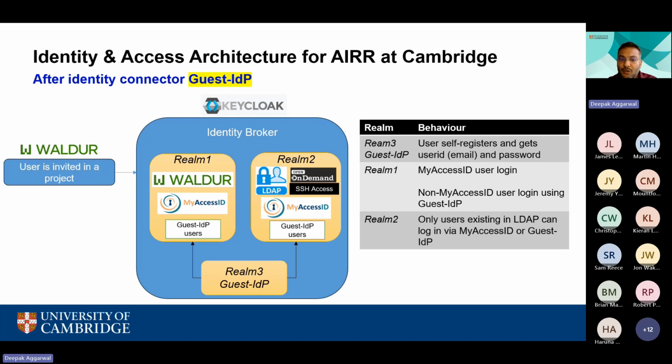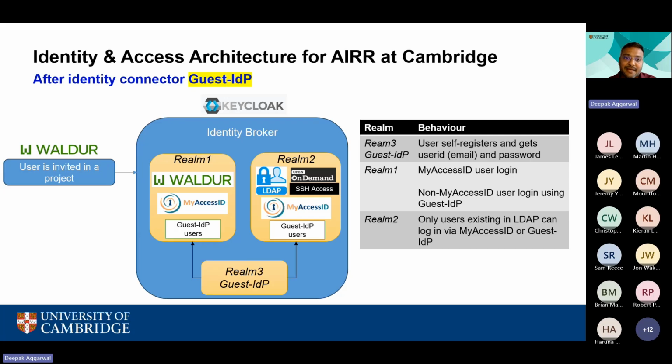We have some policy driven control on the guest IDP. For example, the users who can use MyAccessID cannot self-register. They have to go and choose MyAccessID for the authentication. Gmail, Microsoft Outlook, and Yahoo email addresses are not allowed to self-register.